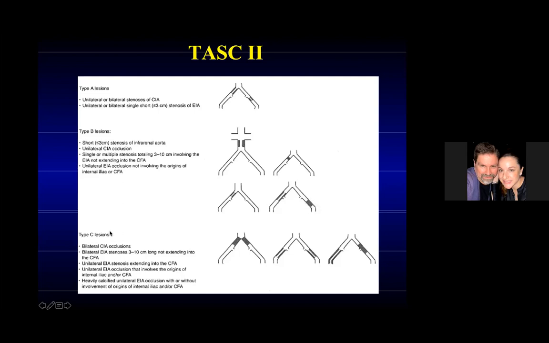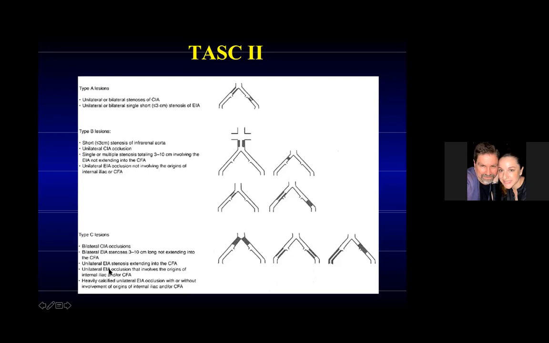A type C lesion. These TASC classifications help you determine what you're going to do for this patient, what level of treatment, whether it's going to be an open revascularization of the distal aorta, or you can do an angioplasty and stenting of these. A type C lesion, you can have bilateral common iliac artery occlusions. You can have bilateral external iliac artery stenosis ranging from 3 to 10 centimeters long, not extending into the common femoral artery. A unilateral external iliac artery stenosis extending into the common femoral artery, like you see in this image.